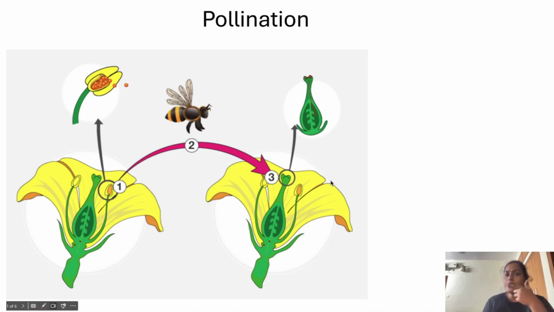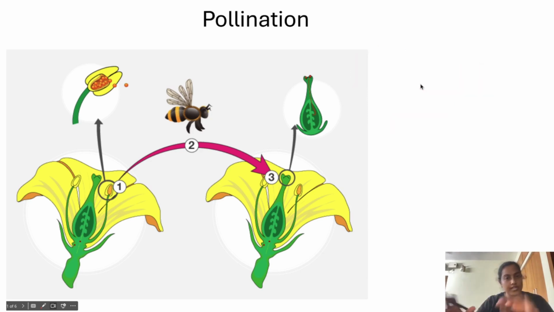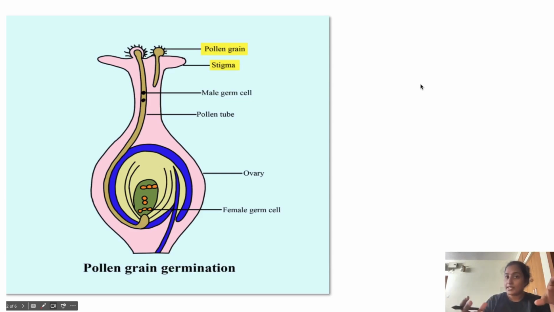Fine. What happens thereafter? Look at this image. You can see the pollen grain sticking to the top of the stigma. And you can see a tube which is growing and attaching to the ovule. That is exactly called pollen tube germination. Very, very interesting and important. Right? Shall we proceed? So, pollination has taken place. The pollen grains have deposited on the sticky stigma.